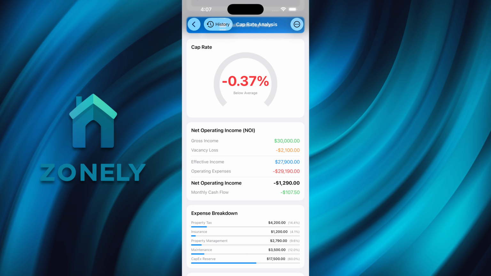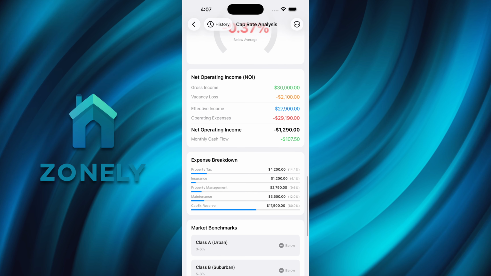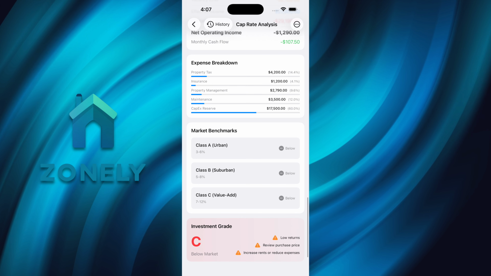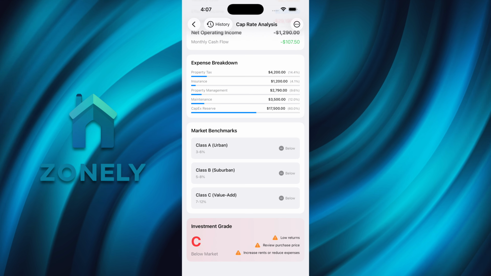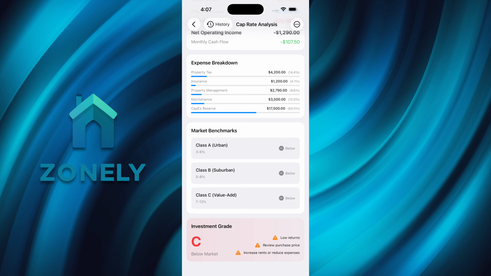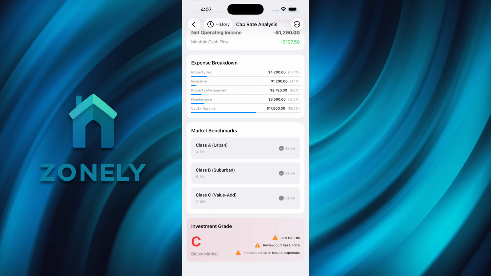Section 6, Expense breakdown and benchmarks. The expense breakdown shows where your money goes. CapEx reserve is the biggest at 60% of expenses. Property tax at 14.4%, maintenance at 12%, property management at 9.6%, insurance at 4.1%.